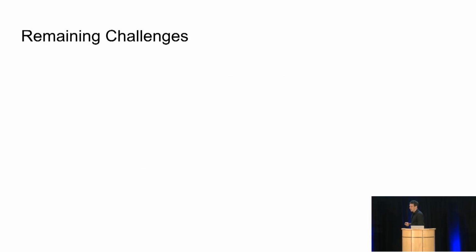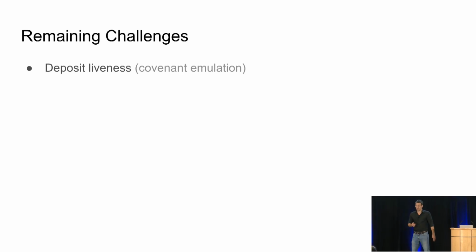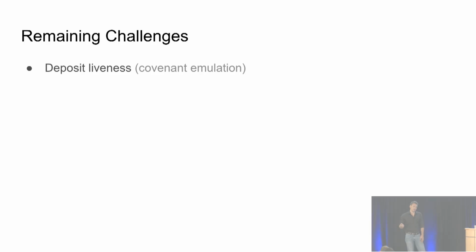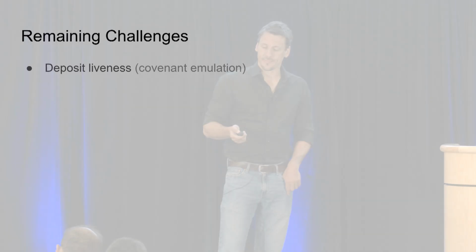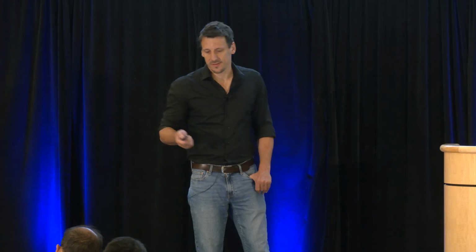There's a bunch of remaining challenges. First of all, the deposit liveness. Currently, we need this co-signing committee to deposit coins into the bridge, and that requires liveness of that committee. That's unfortunate. The good thing is people cannot lose money. Even if the Covenant Emulation Committee is not online, you just cannot deposit. But it is, of course, a bit annoying that we have this n/n assumption for liveness.